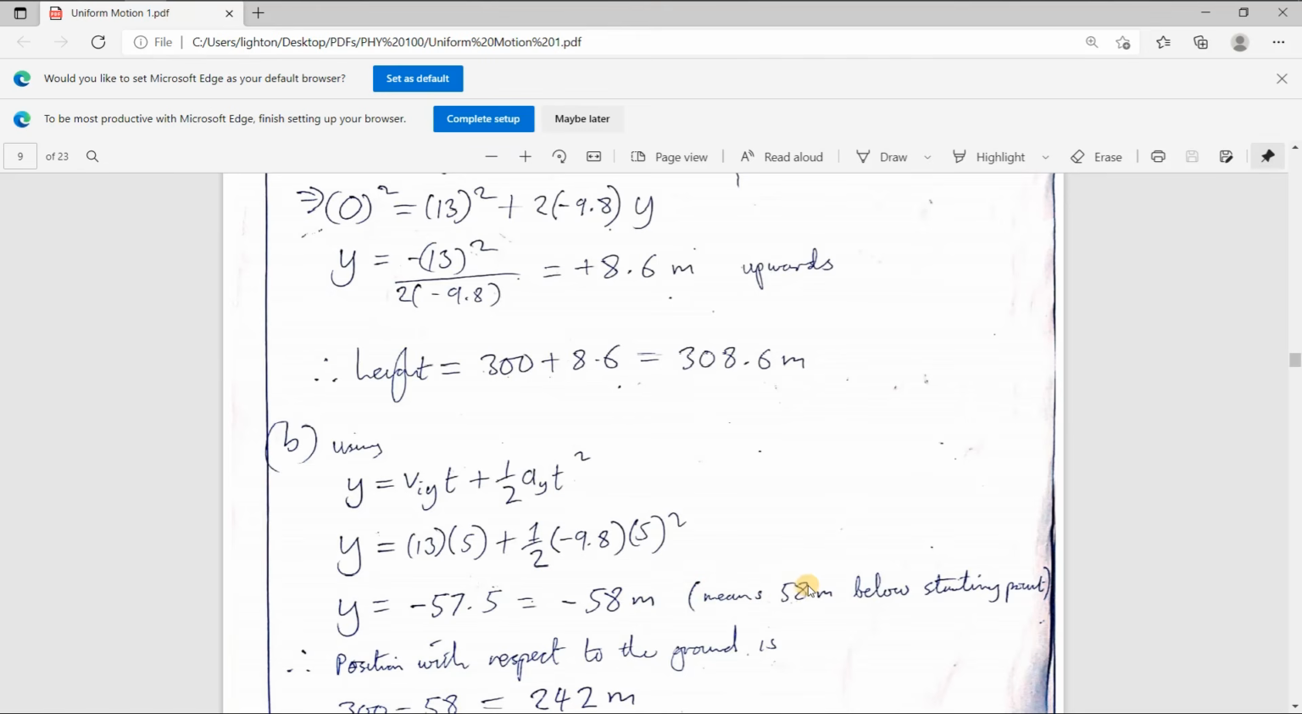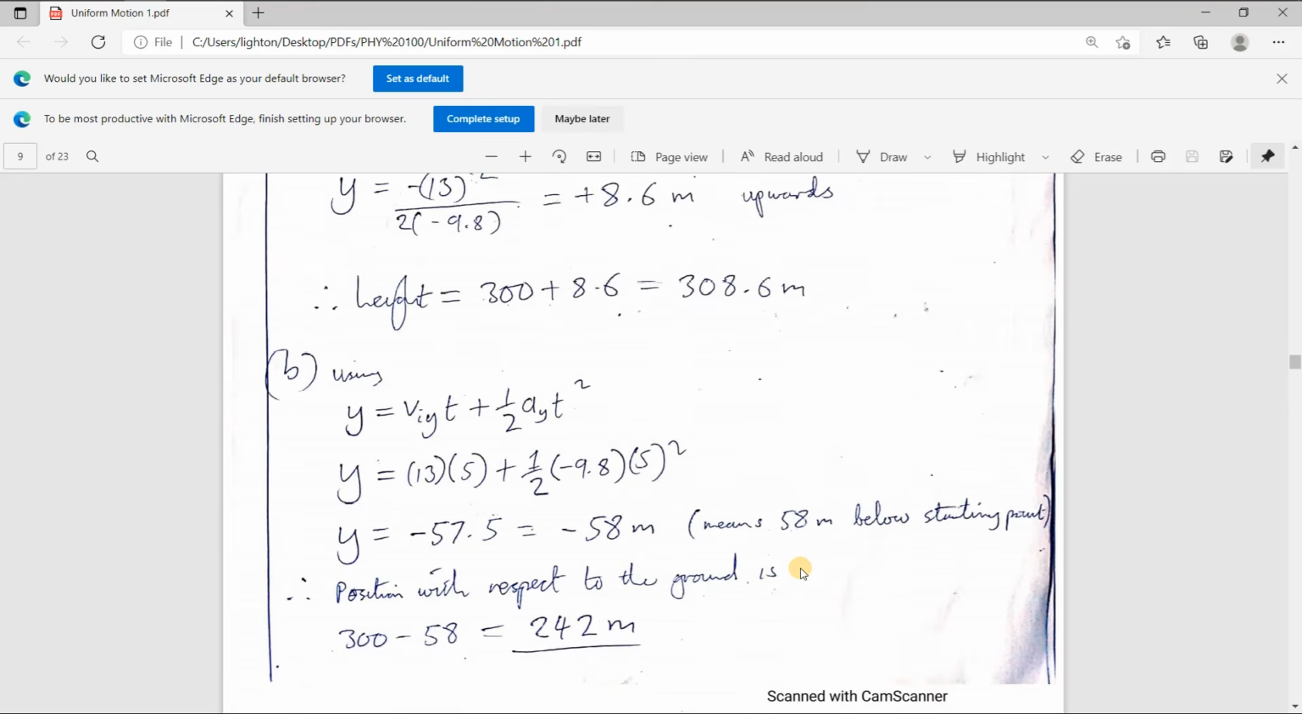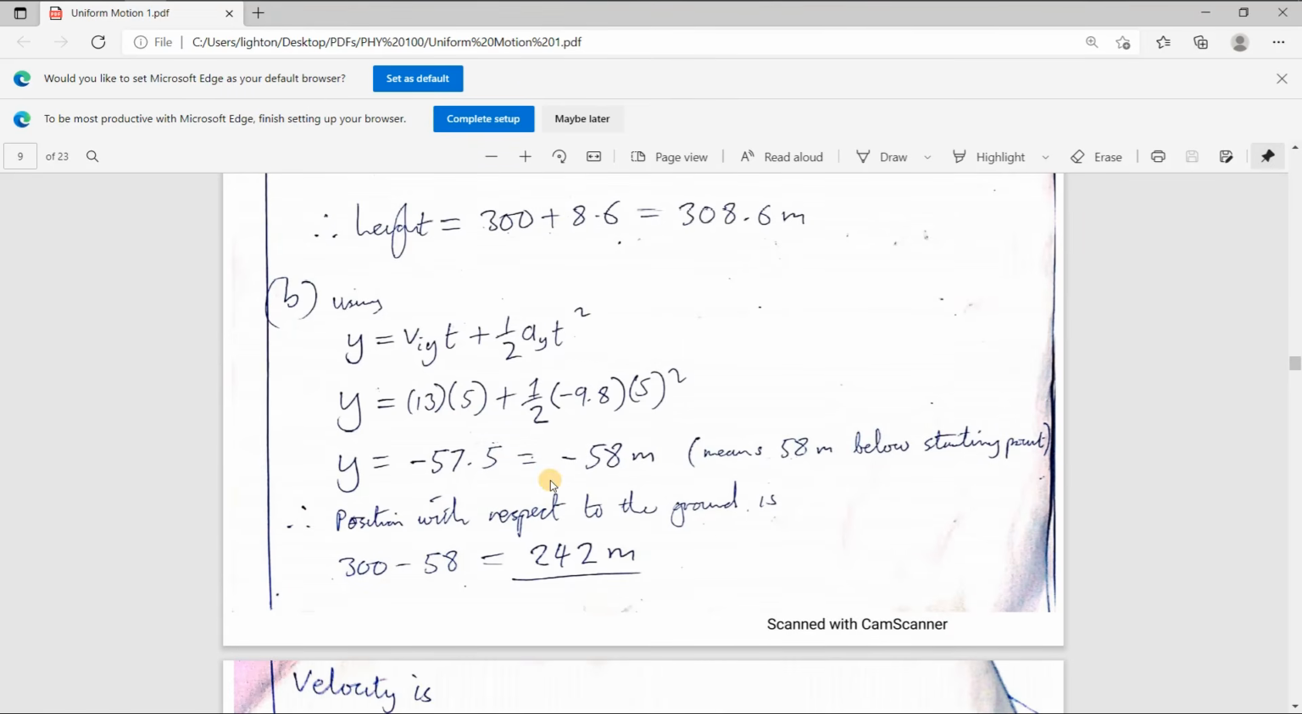It means 58 meters below the starting point. Of course, the starting point is the point at which this balloon was released. Now, if it is this much below that point, then to get the actual position with respect to the ground, we just say 300 meters minus 58 meters, where 58 is just the round-off from 57.5. So 300 minus 58 is 242 meters.